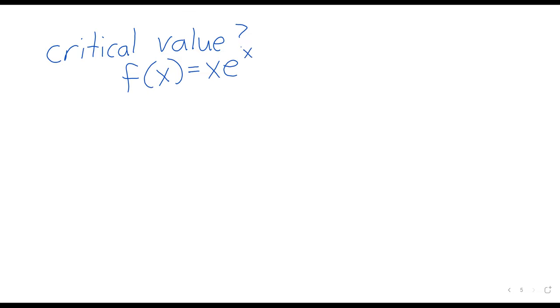The one downside of these whiteboards, we can't just scroll something in the corner and keep it there forever. To find the critical values, we need the derivative. When you use the quotient rule with these e to the x's, it always looks like you're forgetting to take a derivative, but e to the x is its own derivative, remember. So f of x is two functions multiplied together, and we are correctly using the quotient rule, not quotient, product rule.